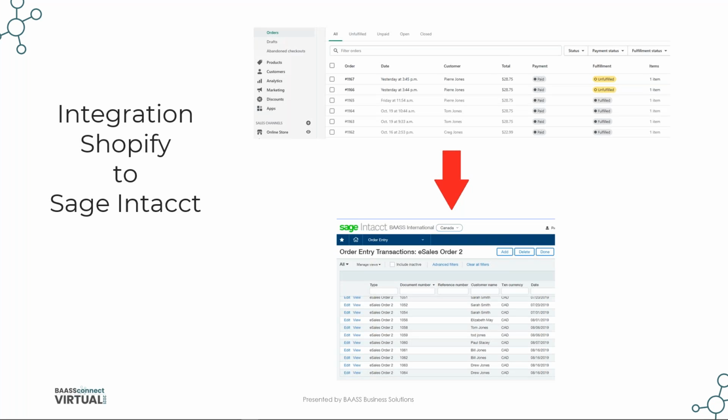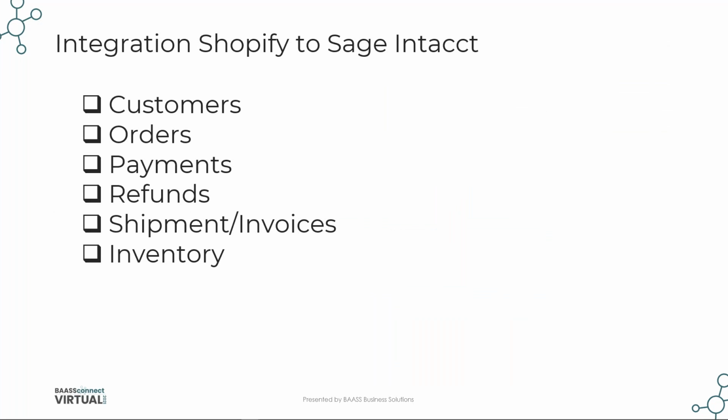This is an example that we've created with the BAASS Bridge integration between Shopify and Sage Intacct. When you receive new orders in your Shopify web store, we monitor those new orders, and we create them in Sage Intacct as your sales orders. So this is just an example. Behind the scenes, the BAASS Bridge looks at the new data or changed data, such as customers, orders, payments, refunds, shipments, invoices, inventory changes, and syncs the data between Shopify and Sage Intacct.